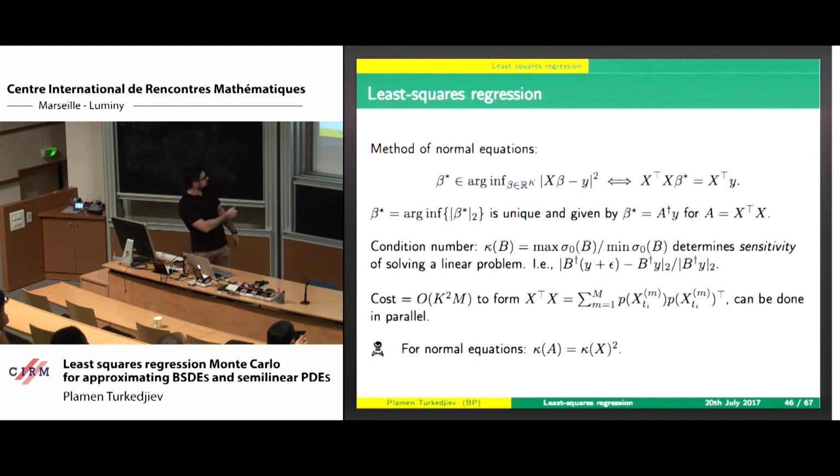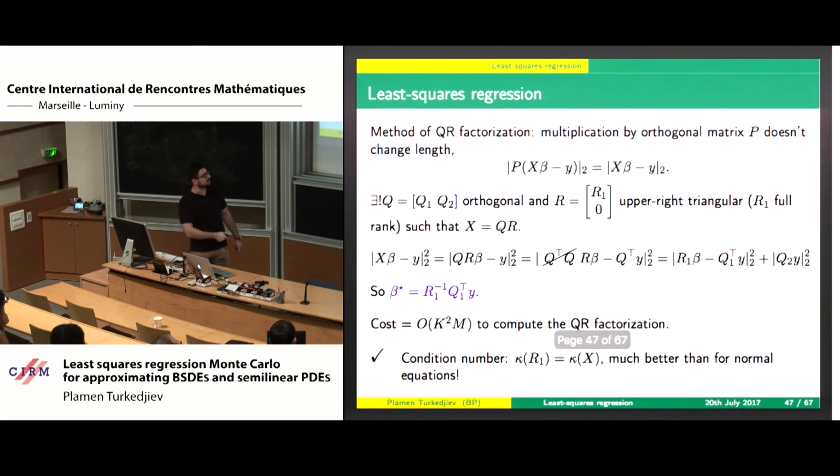And the problem with the normal equations is actually, since you have a matrix X transpose times X, the condition number of the pseudo-inverse is equal to the square of the condition number of X. So if the condition number of X is already bad, this is going to be much worse. Okay, so if the condition number of X is large, X squared is much larger.